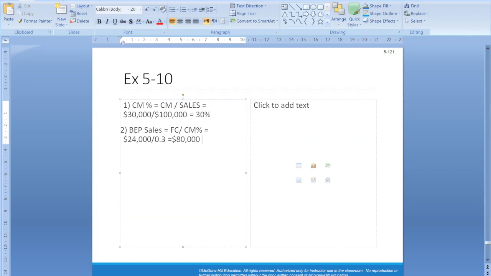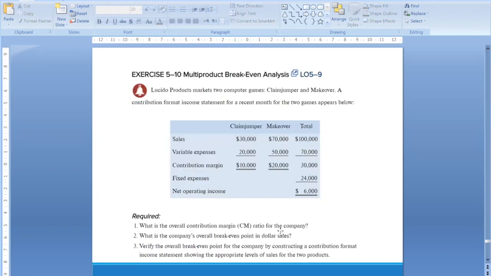$80,000. The $80,000 is the sales amount to break even. The company's overall break-even point in dollar sales. So we need $80,000 to break even.